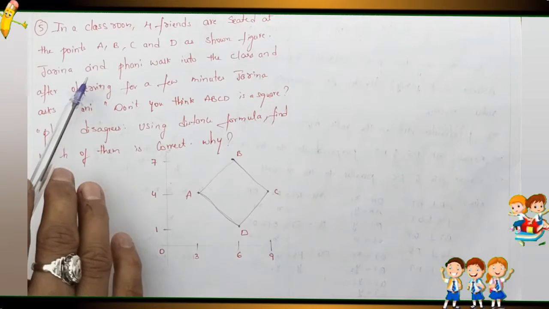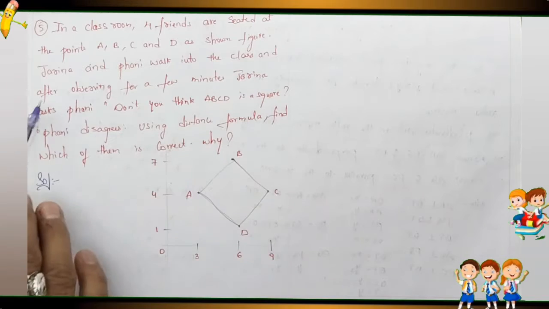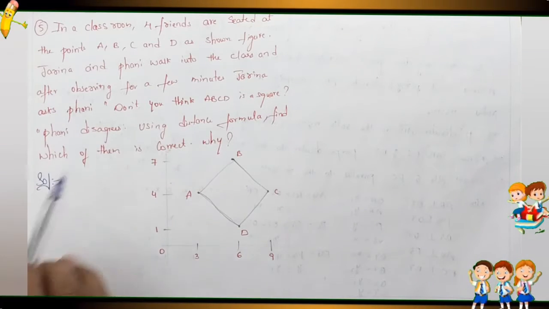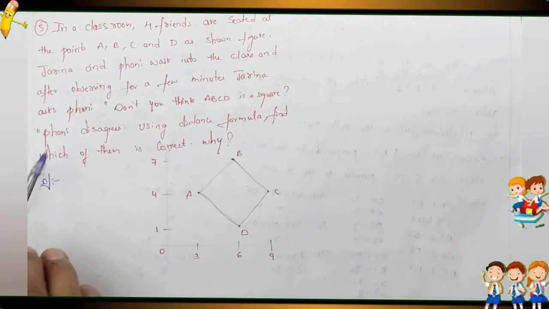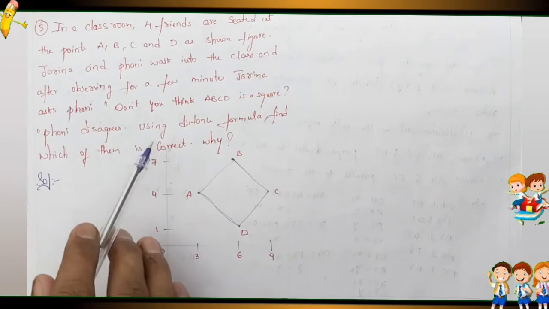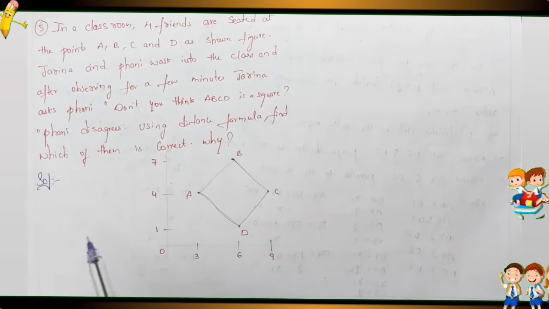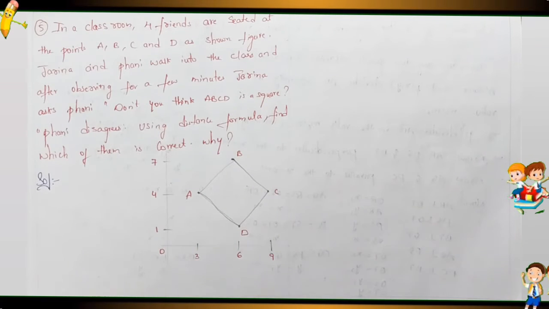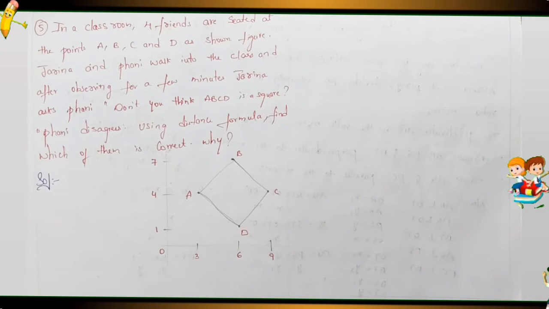Now Jerina and Pani walk into the class. After observing for a few minutes, Jerina asked Pani, "Don't you think ABCD is a square?" Pani disagrees with him. By using the distance formula, find which of them is correct. So Pani is correct or Jerina is correct. You have to find out by using the distance formula, whether ABCD is a square or not.